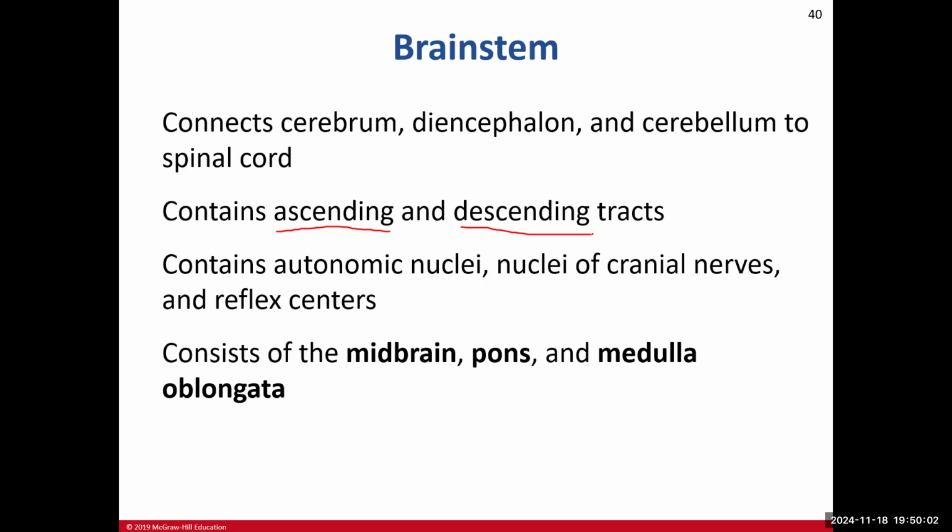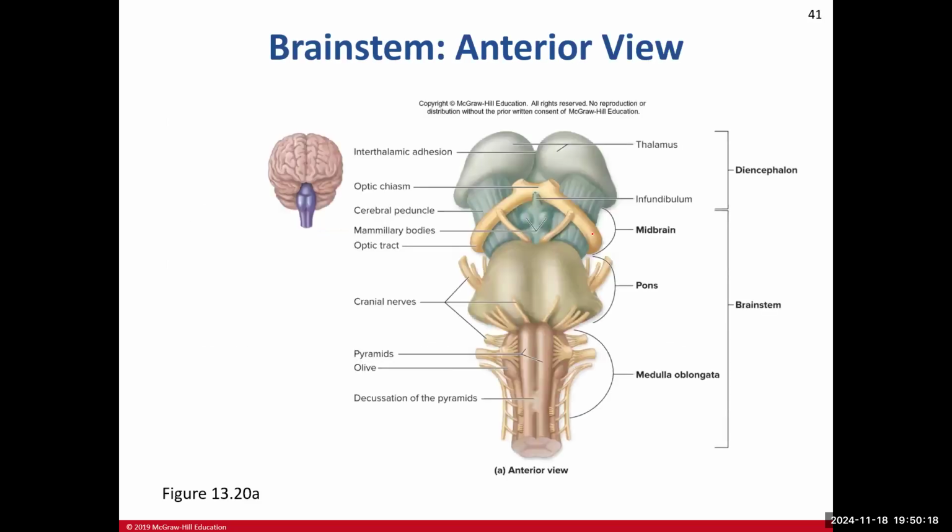So there's three parts to your brainstem. You have the midbrain, that's on the top, that's the superior most portion. Then you have the pons, which is in the middle. And then you have the inferior most portion called the medulla oblongata. A lot of stuff in the medulla oblongata, and it's relatively a small region there.